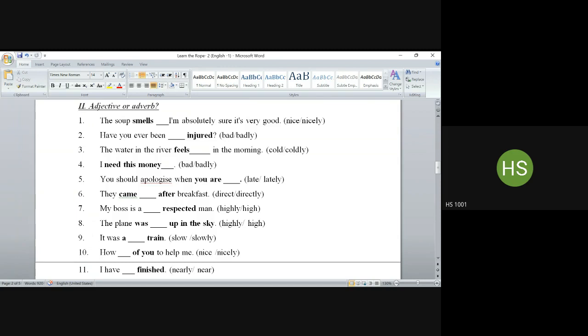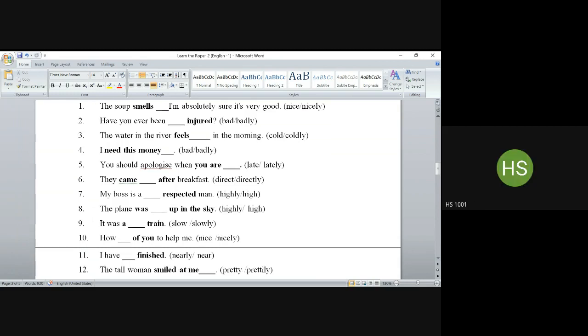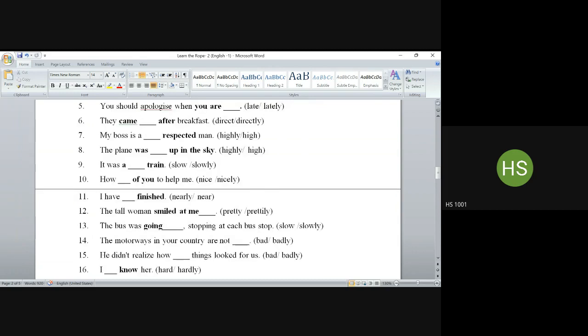The plane was dash up in the sky. High up in the sky. It was a dash train. Slow train, right? Slow, because you have the noun here, so you can only choose the adjective. Slow train. How dash of you to help me? Nice. How nice of you to help me.